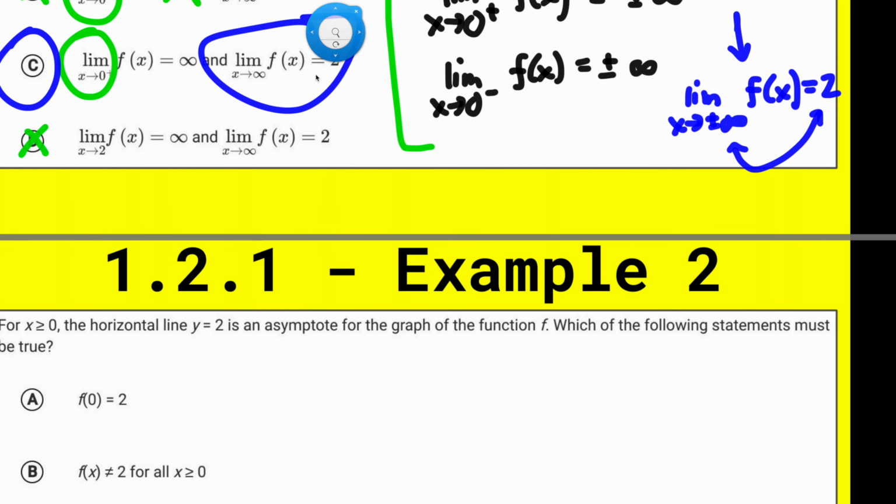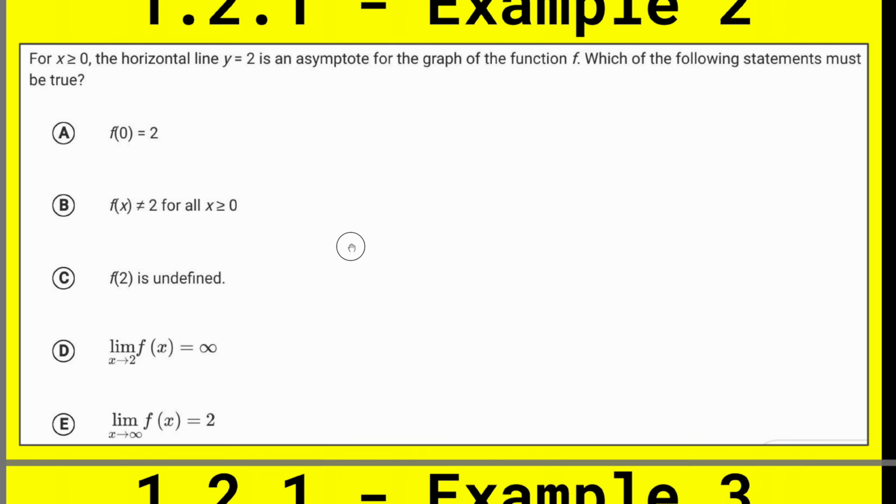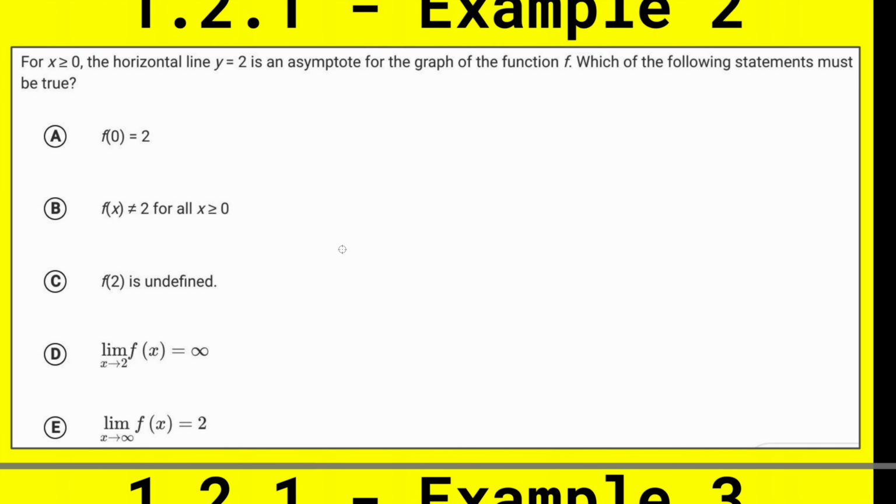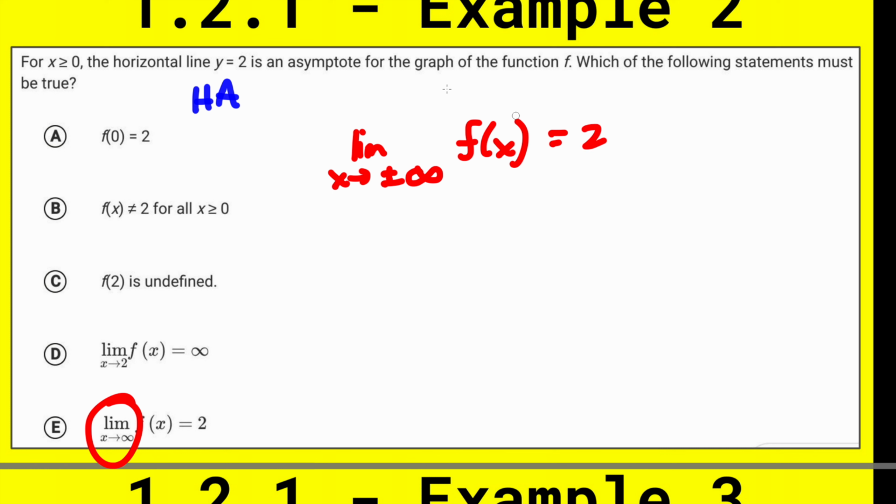All right, let's go to number 2. If x is greater than or equal to 0, the horizontal line y equals 2 is the asymptote. So it's y equals 2, a horizontal line. It actually says it's a horizontal asymptote already. Which of the following must be true? Like we said before, you have to do the limits of f of x as x goes to positive or negative infinity, which only one of them even has. And it's supposed to be equal to 2 because it says y equals 2. Well, that's definitely E. The other ones don't work.